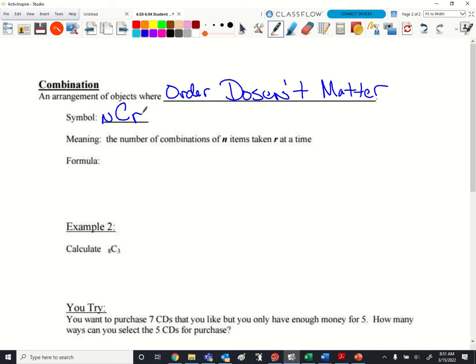My formula, let me make sure I get that one right, is going to be slightly different. n factorial over n minus r factorial times r factorial.